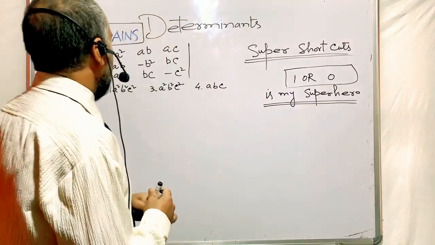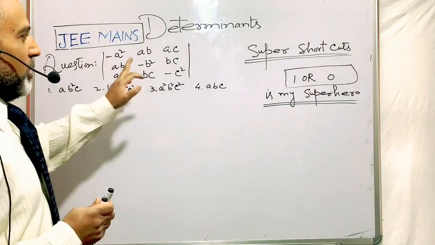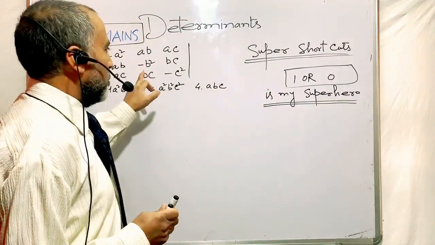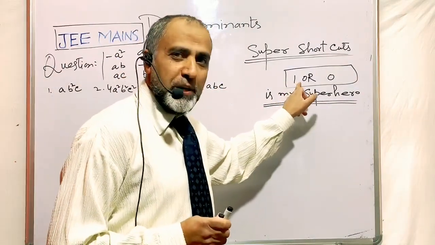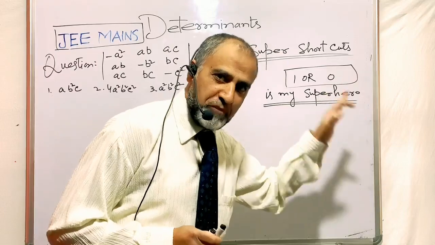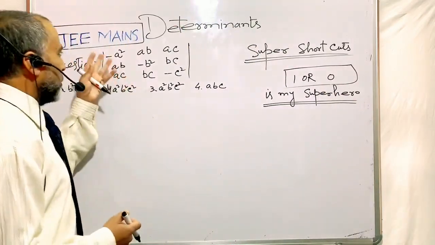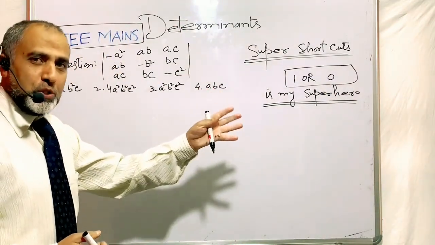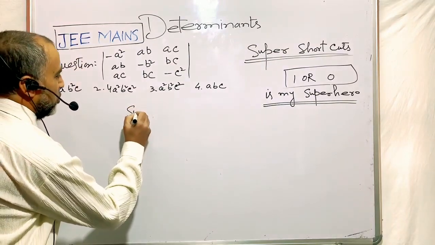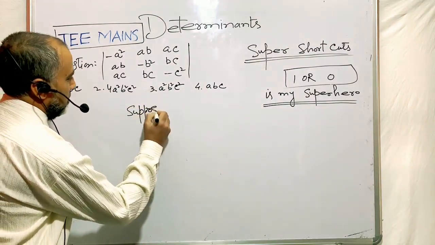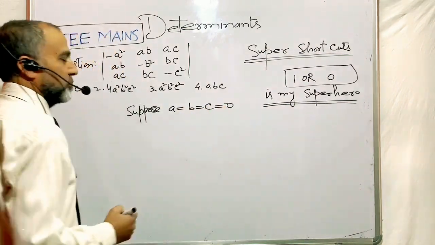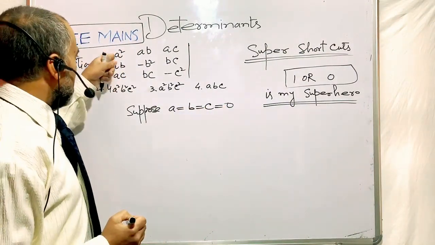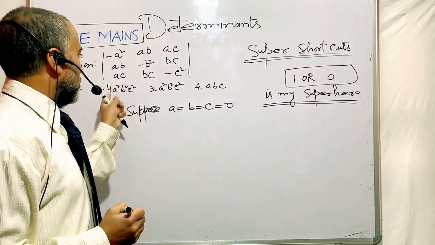What is that? It means we have to investigate this with the help of 1 or 0. Just 1 or 0. We'll put A is equal to B is equal to C is equal to 0. Suppose A is equal to B is equal to C is equal to 0. What will we get? We'll get 0, 0, 0, 0, 0, 0, 0, 0, 0.